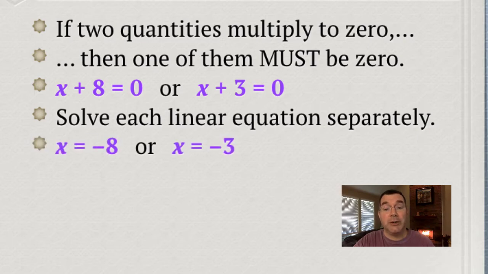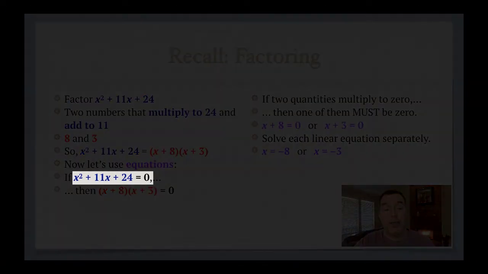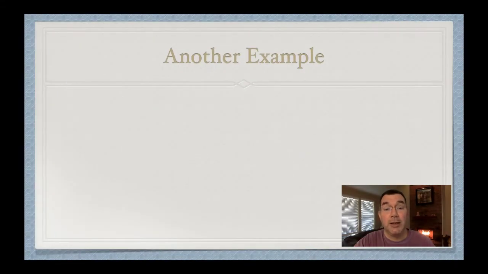So for the first linear equation, x would have to equal -8. And for the second linear equation, x would have to equal -3. So those are my two solutions to the equation x squared plus 11x plus 24 equals 0. And I could check those if I wasn't certain, and you're more than welcome to try that.